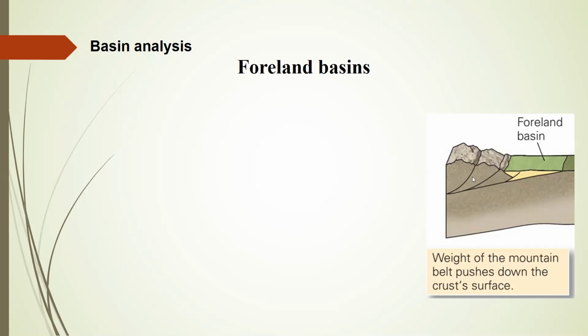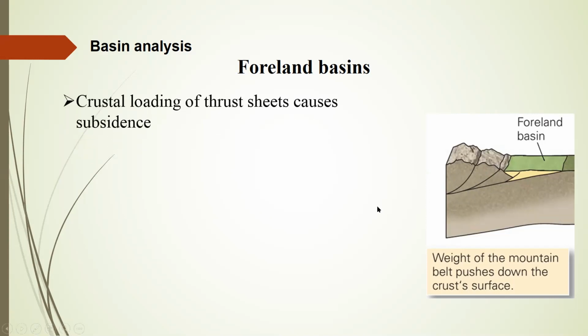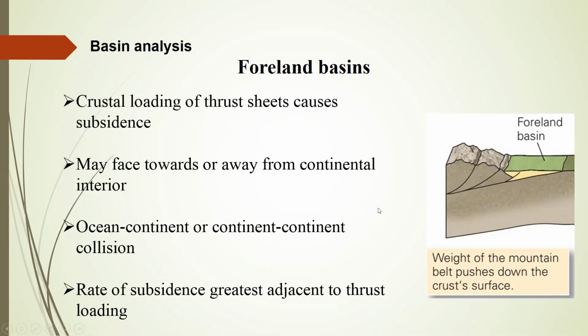Okay, so what are the other points of Foreland Basin? Crustal loading of thrust sheet causes subsidence. It may face towards or away from the continental interior. Ocean to continent or continent to continent collision. Rate of subsidence is greatest adjacent to thrust loading.